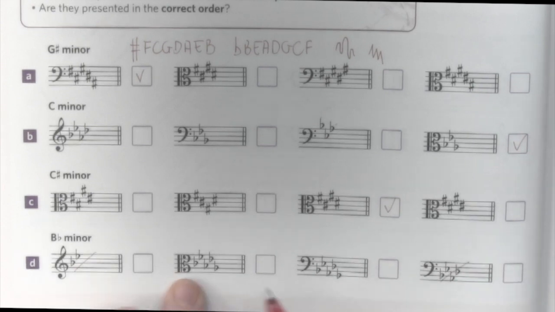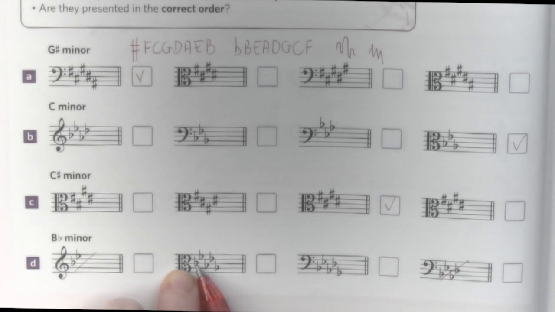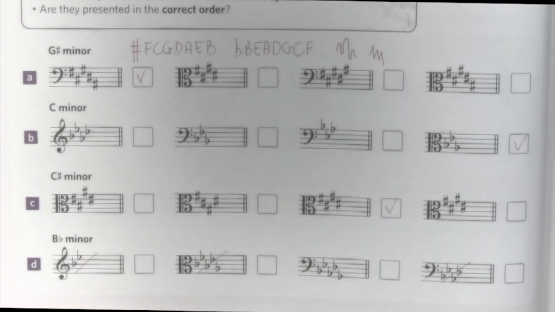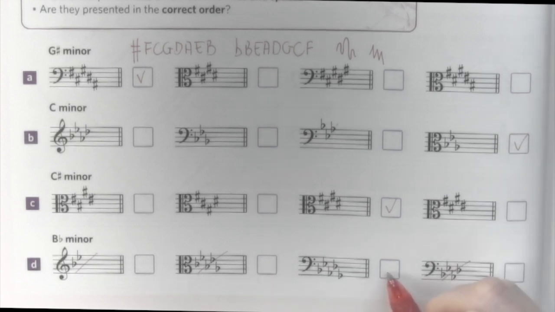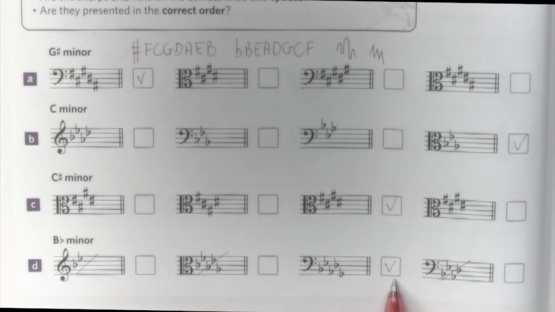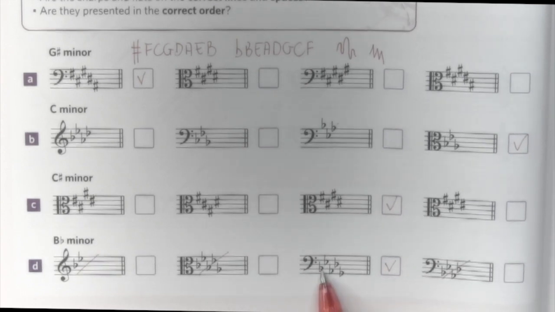Now, which one is correct? Look at here. This is middle C, so it's not our first flat in the key signature. So even without doing anything, we have identified the right key signature. In fact, this is B in the bass clef.